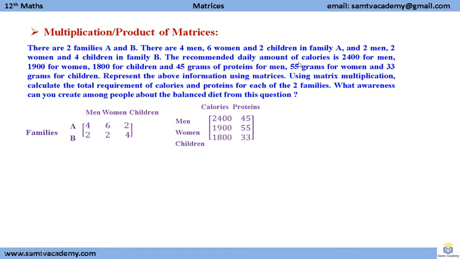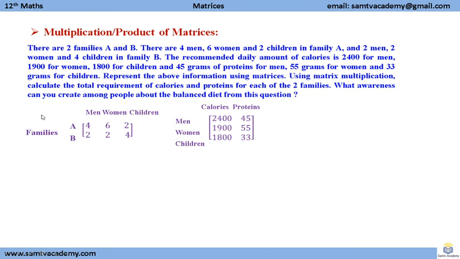The recommended daily amount of calories is 2400 for men, 1900 for women, 1800 for children, and the requirement of protein is 45 grams for men, 55 grams for women and 33 grams for children. It says to represent the above information using matrix multiplication, and to calculate the total requirement of calories and proteins for the two families. And what awareness can you create among people about the balanced diet from this question?